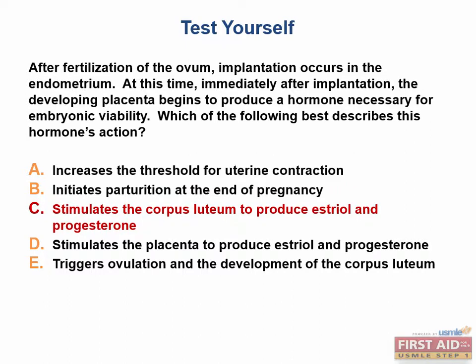The answer is C. So the developing placenta secretes beta-HCG to stimulate and maintain the corpus luteum. Progesterone would increase the threshold for uterine contraction. Oxytocin would initiate parturition at the end of pregnancy, while high estrogen would cause the LH spike to trigger ovulation. Okay, next question.